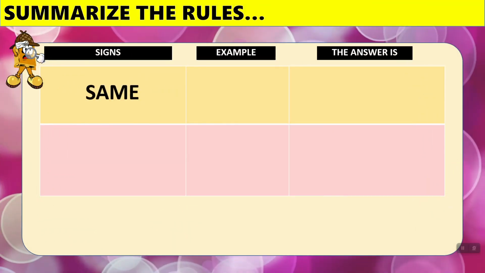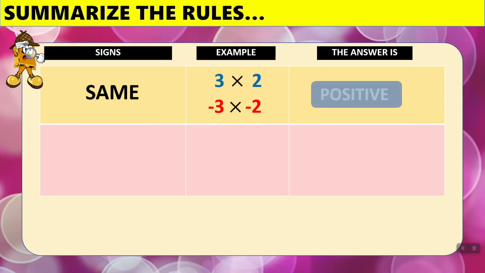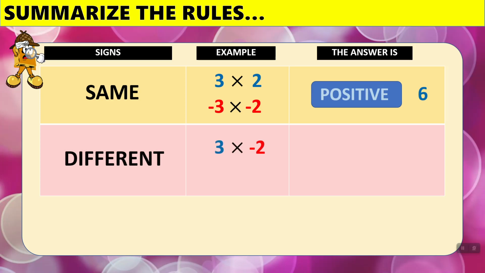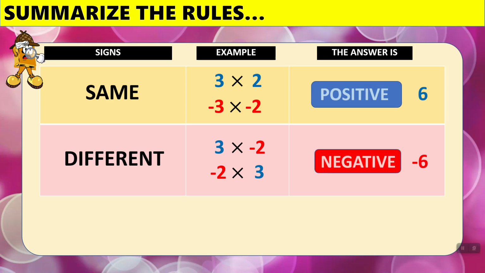Let's summarize the rules then. When the signs are the same, when we are multiplying, like 3 times 2, or minus 3 times minus 2, the answer is positive. And in this case, both answers are positive 6. When the signs are different, like 3 times minus 2, or minus 2 times 3, the answer is negative. And in this case, minus 6 or negative 6.